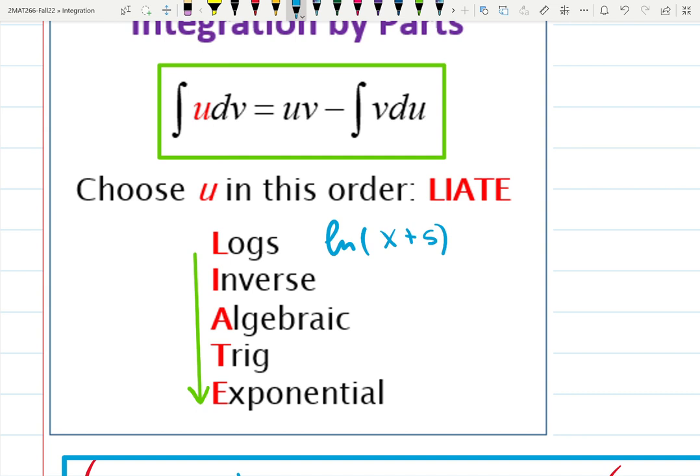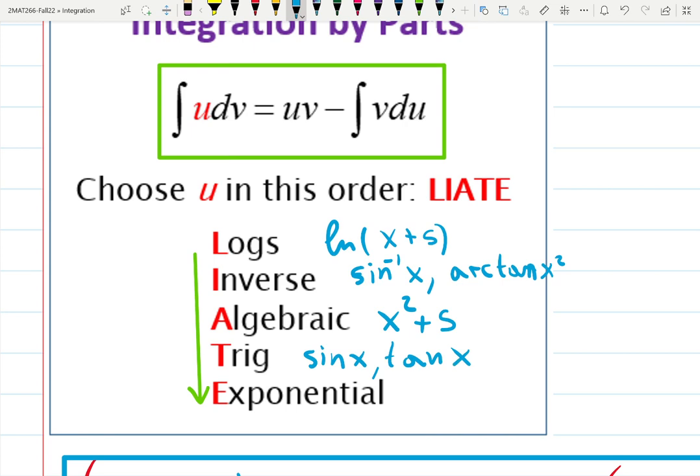If you see inverse functions, what are inverse functions? Arcsine, or sine minus 1 x, arctangent, right? Arctangent x squared. Choose that to be u if you see that, but not log. There's no log, there's no inverse. Then choose whatever is going after this, which is algebraic functions, which are something like x squared plus 5, whatever. If none of this is present, but there's a trigonometric function, then choose that. It is sines, cosines, tangents, secant.